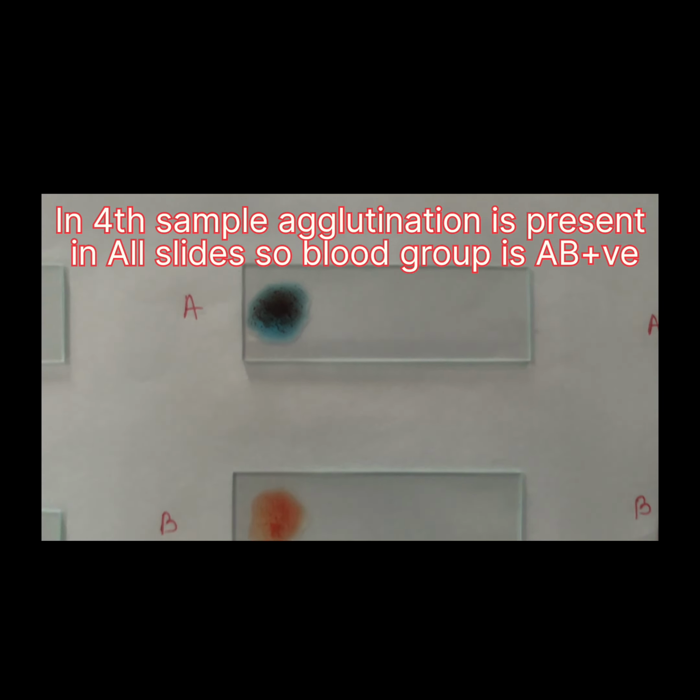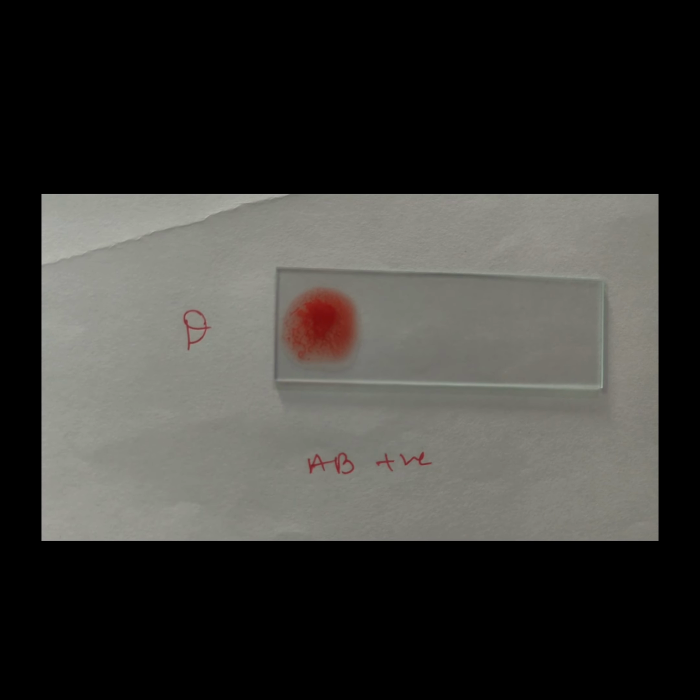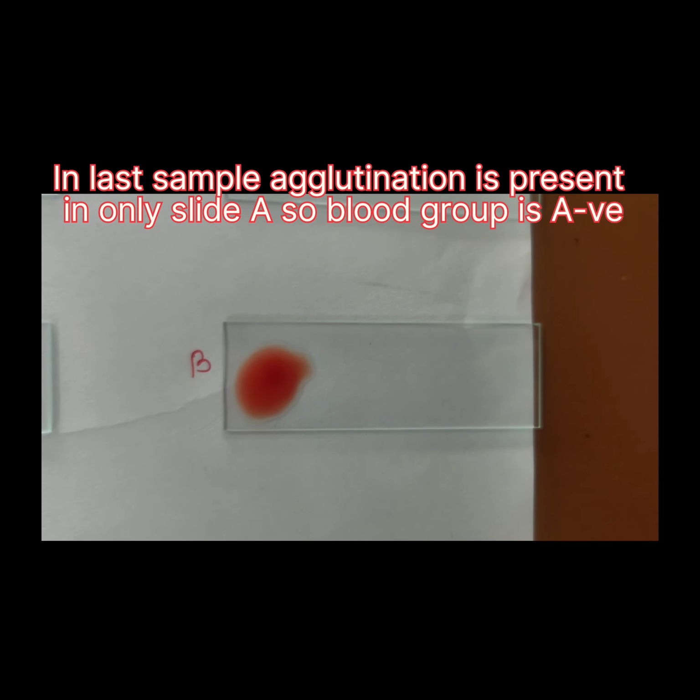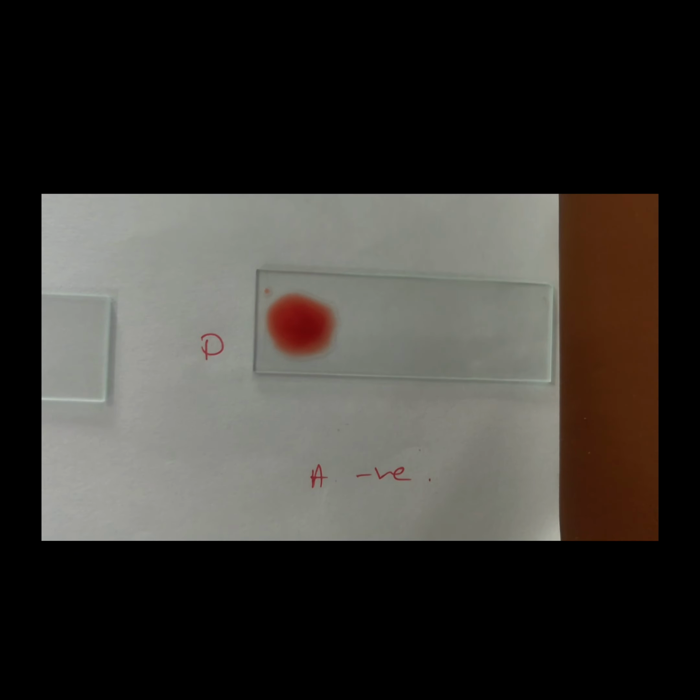A positive. In the fourth sample, agglutination in all the slides A, B and D. So the blood group is AB positive. In the last sample, agglutination is present in only A slide. So it is a negative blood group.